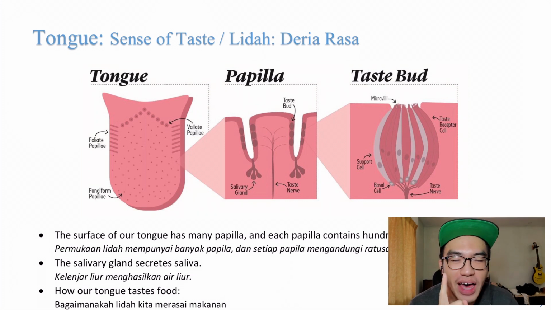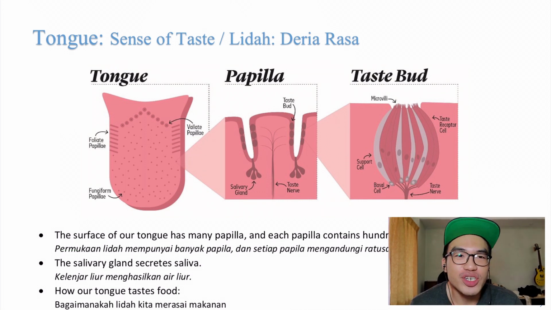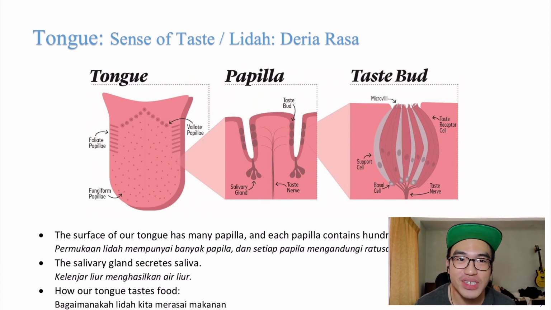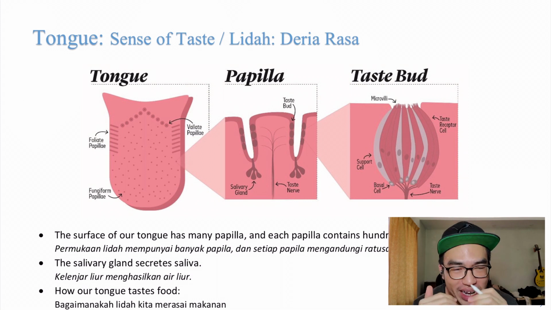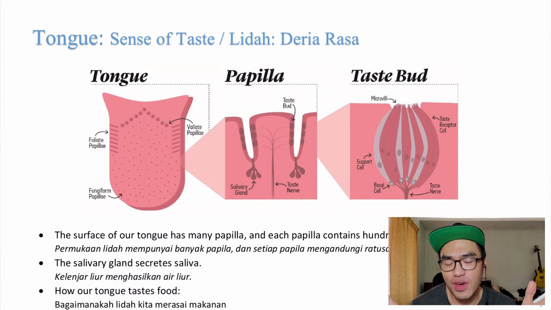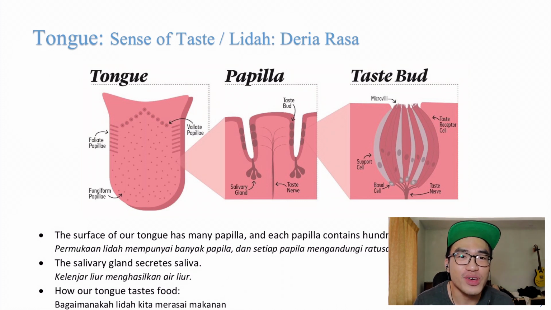Health tip for y'all: next time when you brush your teeth, don't forget to brush your papilla, because when you are brushing your teeth, you're only cleaning 10% of the germs in your mouth. When you brush your tongue, you're cleaning the remaining 90%. Have you ever wondered why your breath stinks? It is because of your papilla, because of your tongue. So remember to brush your tongue.